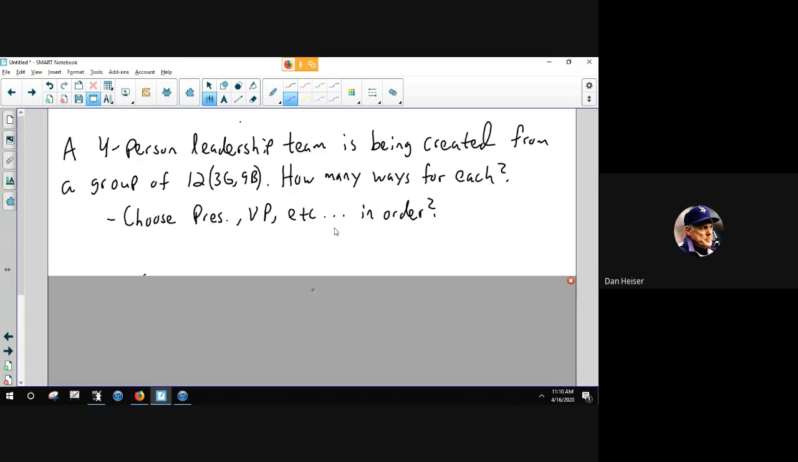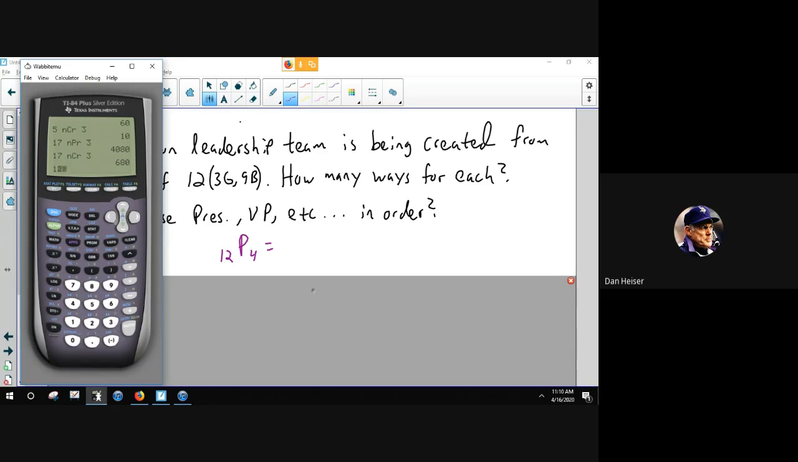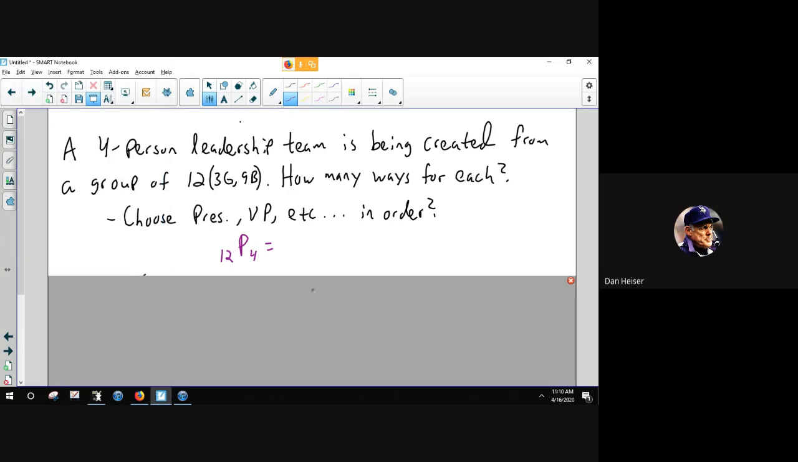So is the third one. Order matters. Permutation. 12P4 is $11,880 for this one.